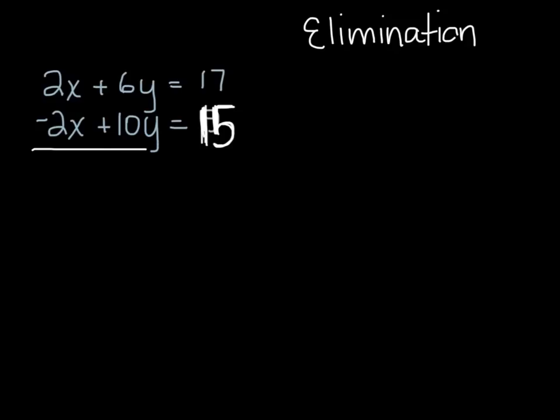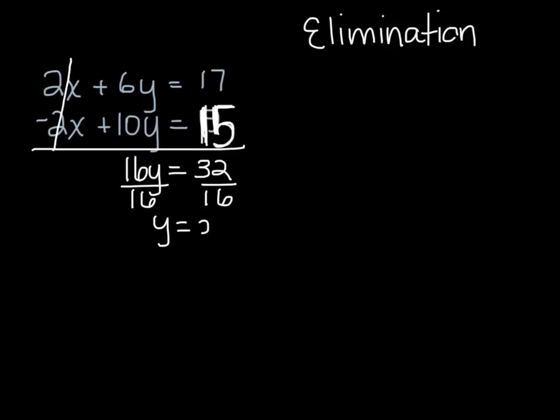So if you look on this one, which is pretty simple, the 2 and the negative 2, if I add them, 2 plus negative 2 will cancel, will eliminate. 6 plus 10 gives me 16y, and 17 plus 15 gives me 32. If I divide by 16, I get y equals 2. Isn't that so much easier?